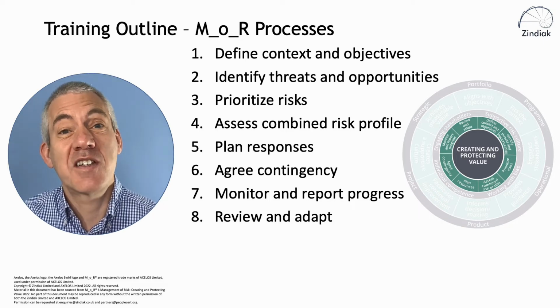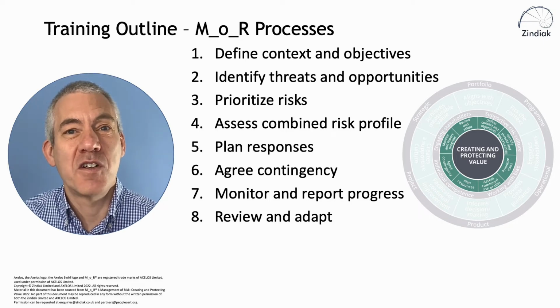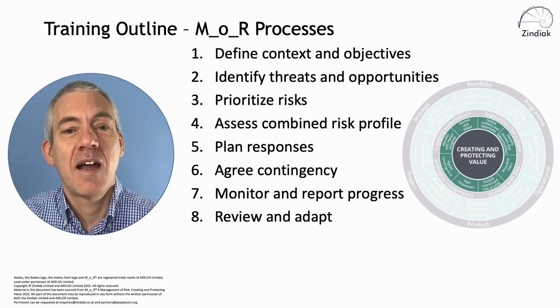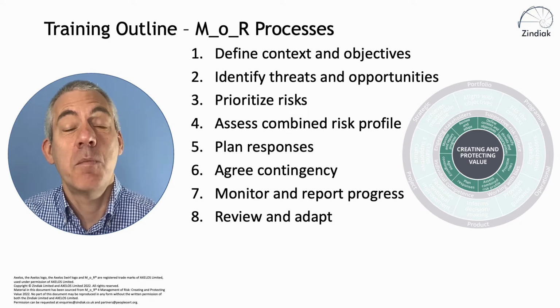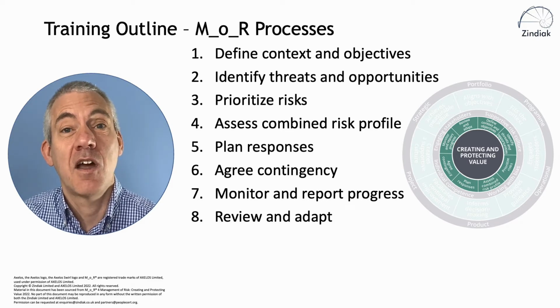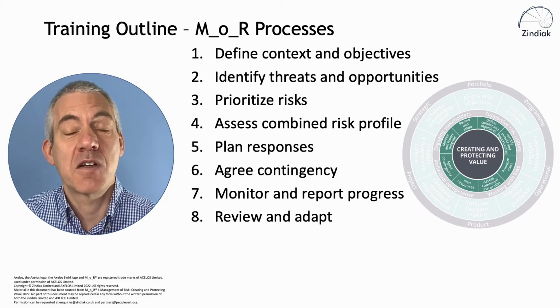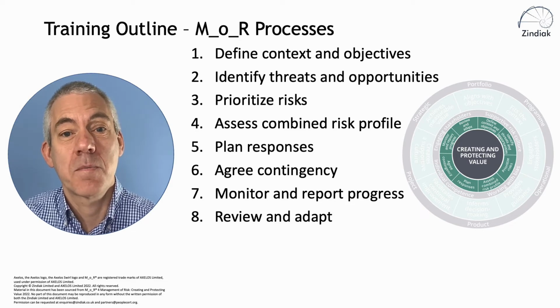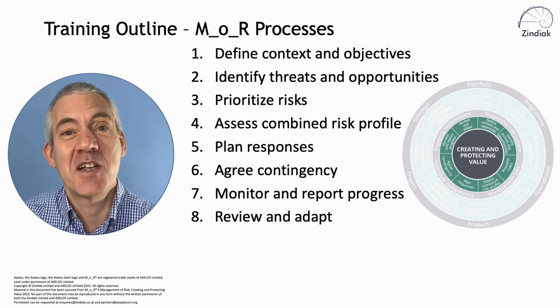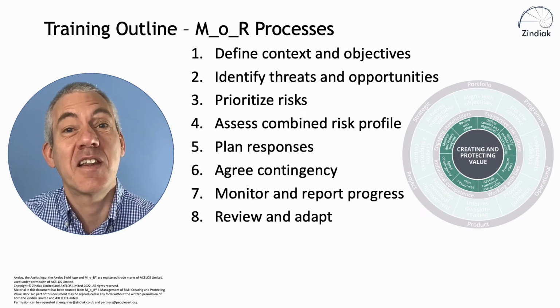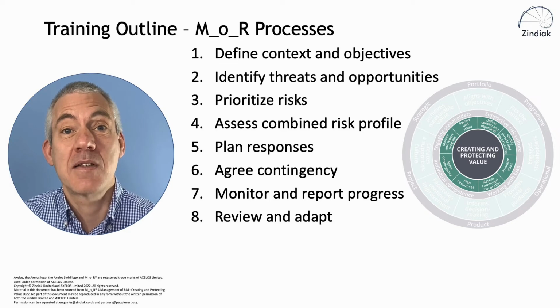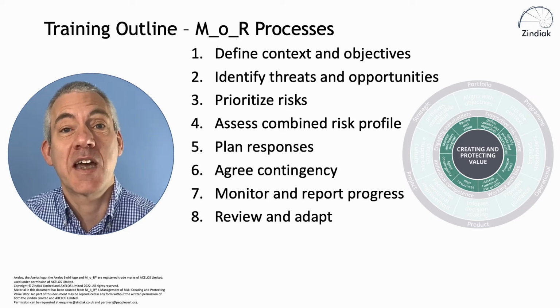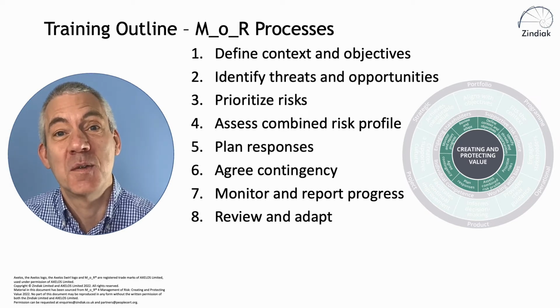The third step in MOR version 3 was of course plan, and that's really been split into 2. So we've got plan responses and agree contingency. Both of those would have been contained within the plan step. They've now split them into 2 processes. We now come on to the glaring omission. In MOR version 3, the 4th step after plan was implement. Implement your risk mitigation, your risk treatment, your risk controls.